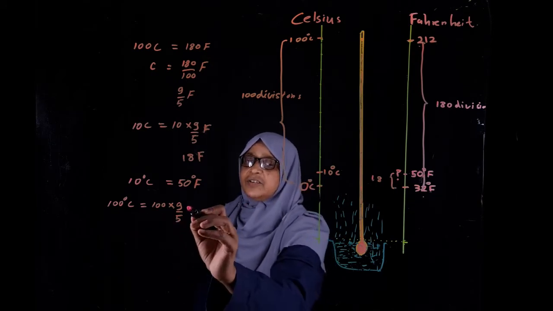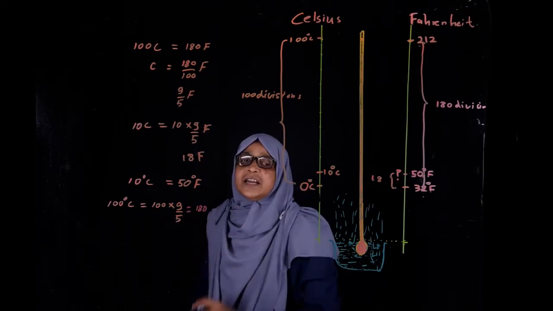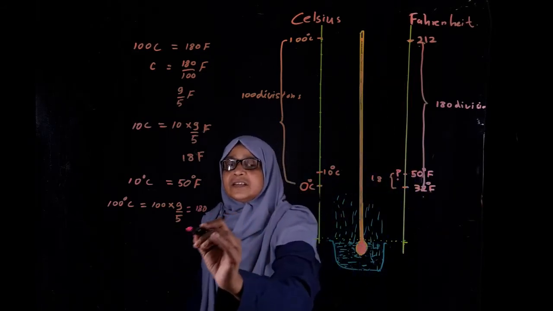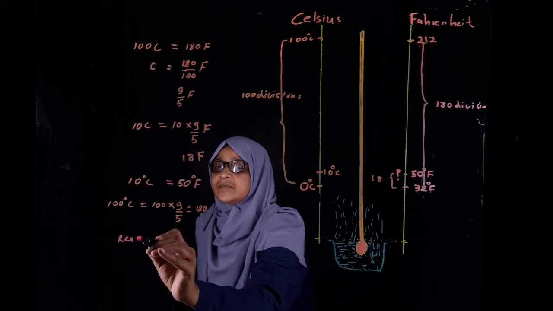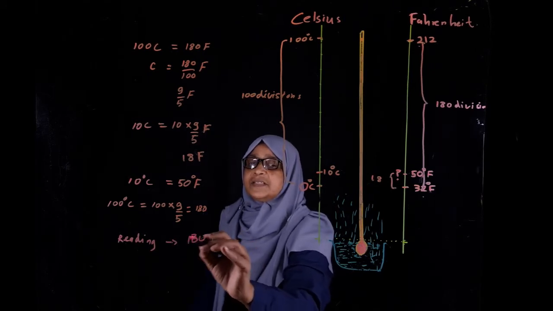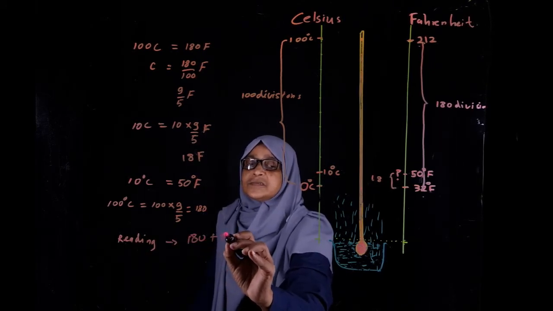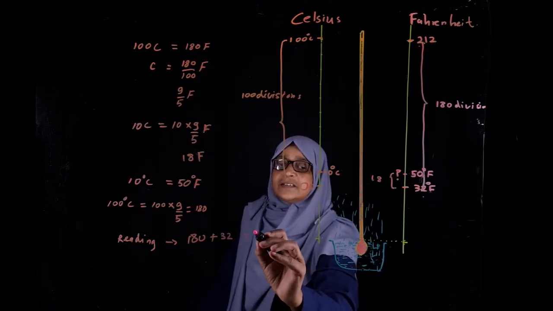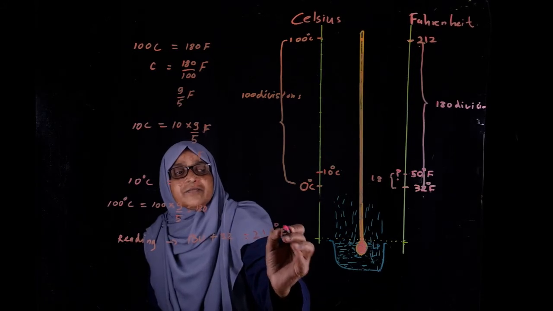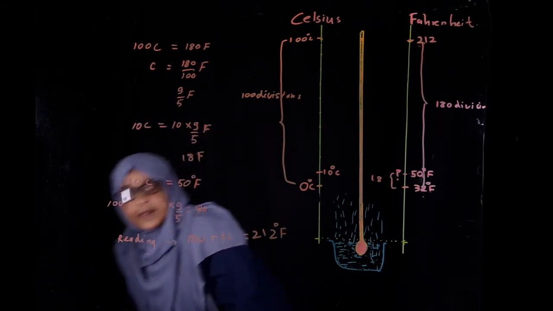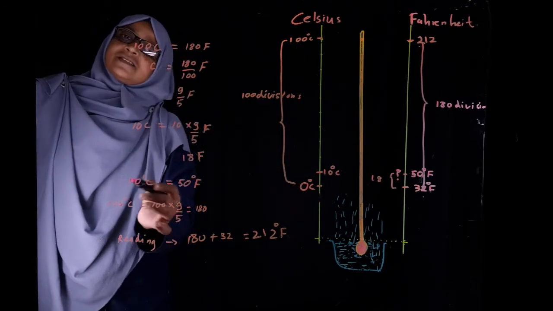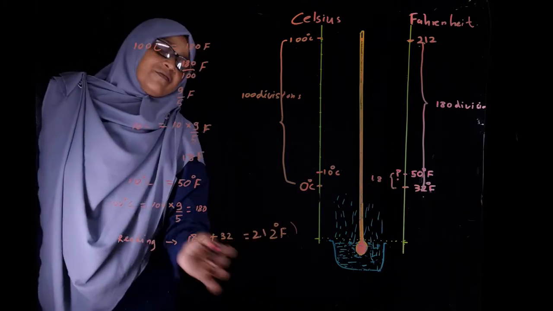100 divisions equal to 180 divisions. Then the reading is 180 plus 32, that is 212 degrees Fahrenheit. Now we can convert a degree Celsius value into a Fahrenheit value.